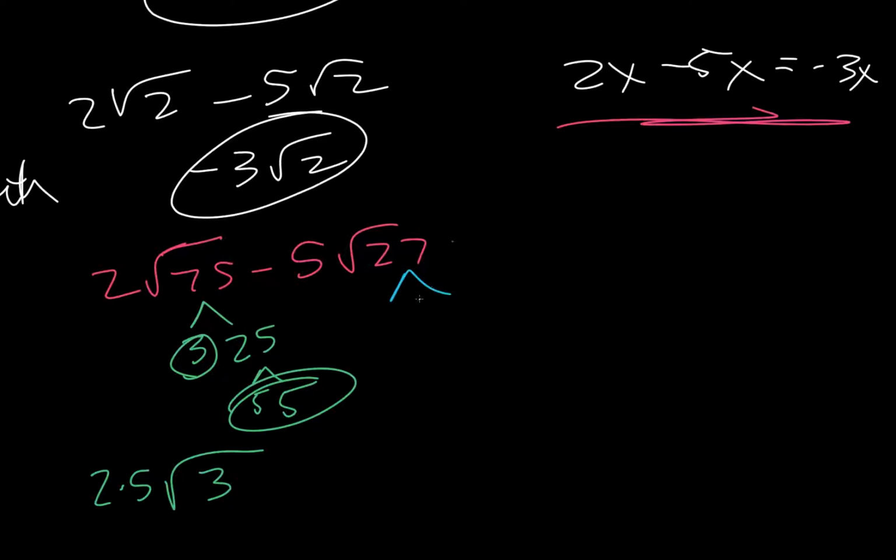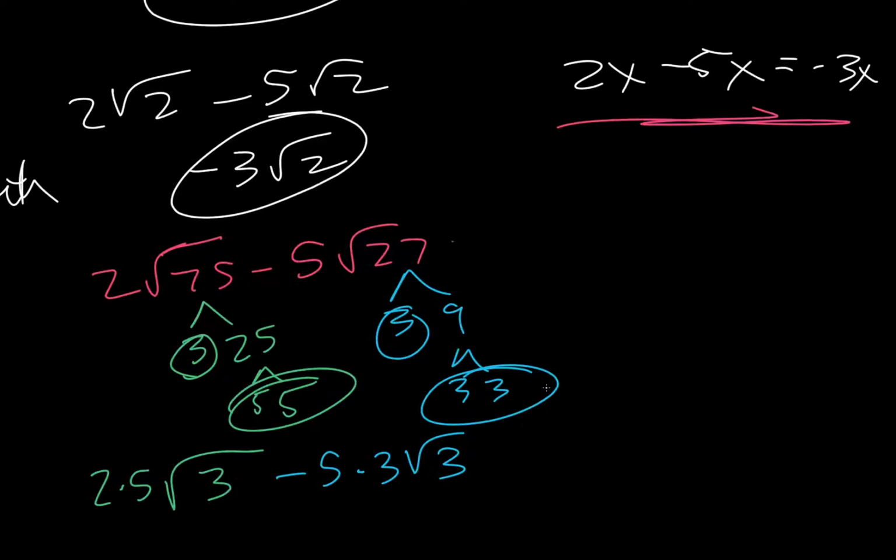Right here, 27 is 3 times 9, which is 3 times 3. Pair of 3s, single 3. Take out the pair, it becomes a single, so I still have my negative 5 times 3. Then this 3 stays on the inside. Okay. Now I want to multiply these together, so I get 10 root 3 minus 15 root 3.